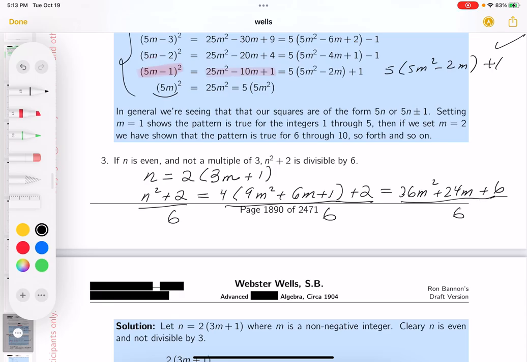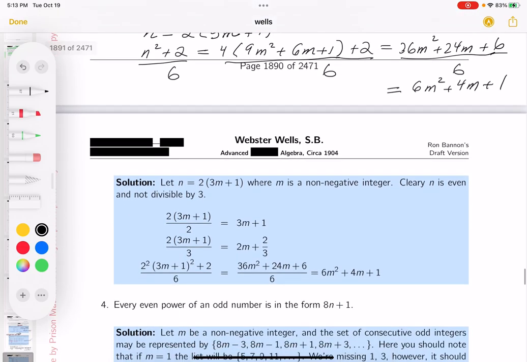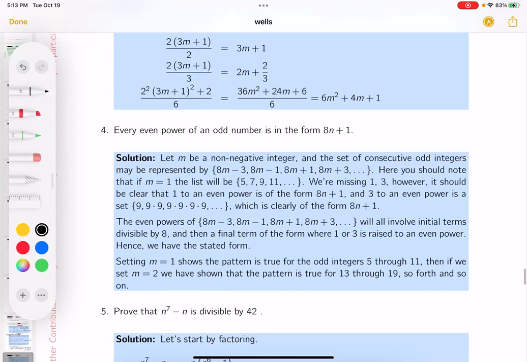Well, that last guy looks pretty easy. What do you get over there? 6m squared plus 4m plus 1. It's divisible by 6. We just showed that. All right, let's go to the next question. Next question, a little more difficult.